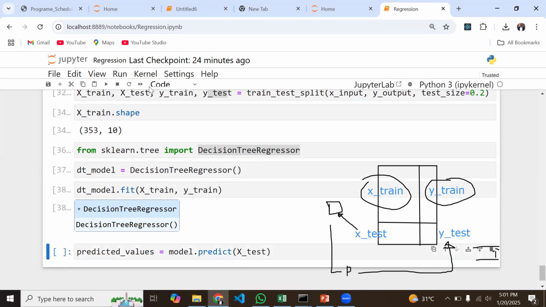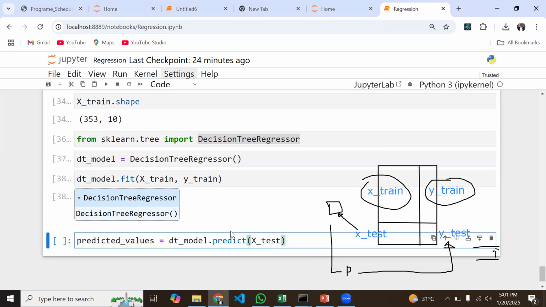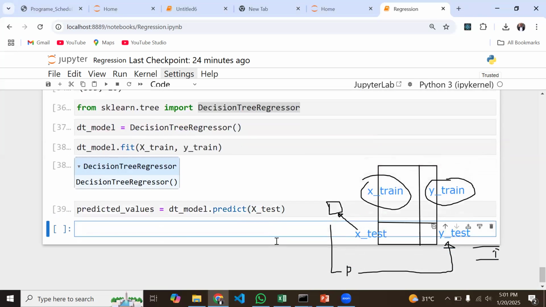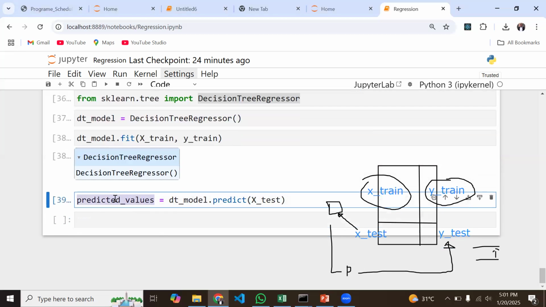Okay, Sharif, I can see your hand up. Is there any question? Please, the DT model. Oh, okay, yeah. I think I'm carried away with always using the variable name model. Okay, so for emphasis, the name of the model over here is DT_model. Thank you very much.